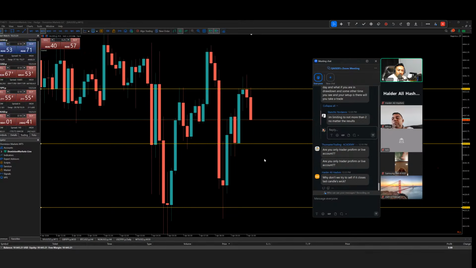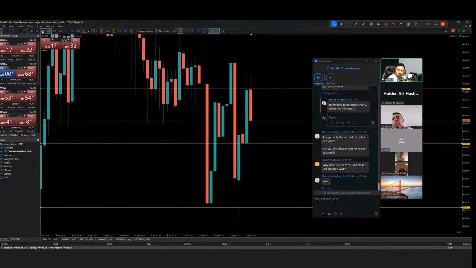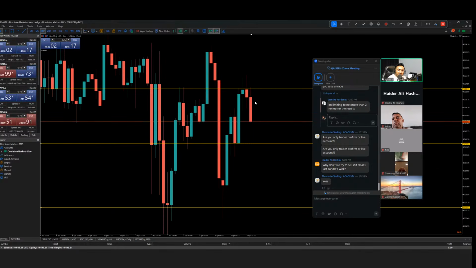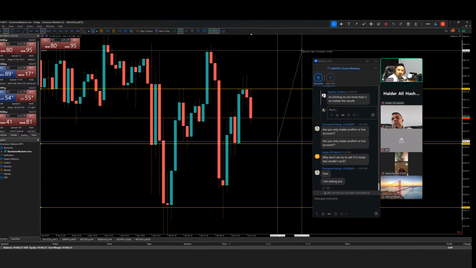Why don't we try to sell it? It closed the last candle in a no. It's not a good, strong bullish or bearish candle actually. 30 minutes still open. So the plan I'm having, if it comes down and creates some support here, then I'm going to go for the buys. So, you know what? For a retest of this high now.